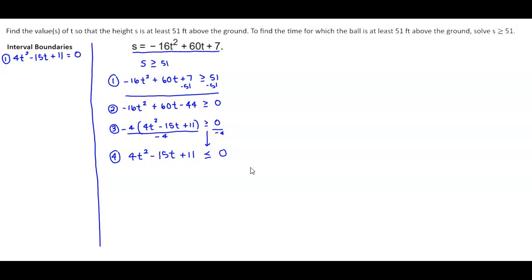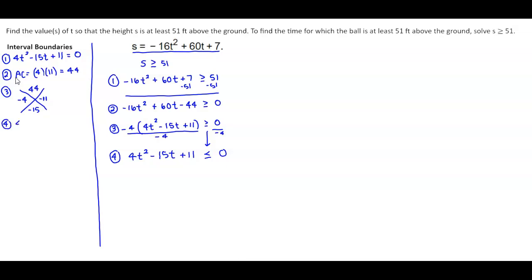So we need to factor this, and in order to factor it, we're going to use the AC method. A times C, which is 4 times 11, is equal to 44. We know that AC represents 44, and the middle number is negative 15. So what two numbers multiply to get positive 44 and add together to get negative 15? Negative 4 times negative 11 gives us positive 44, and added together, they give us negative 15.